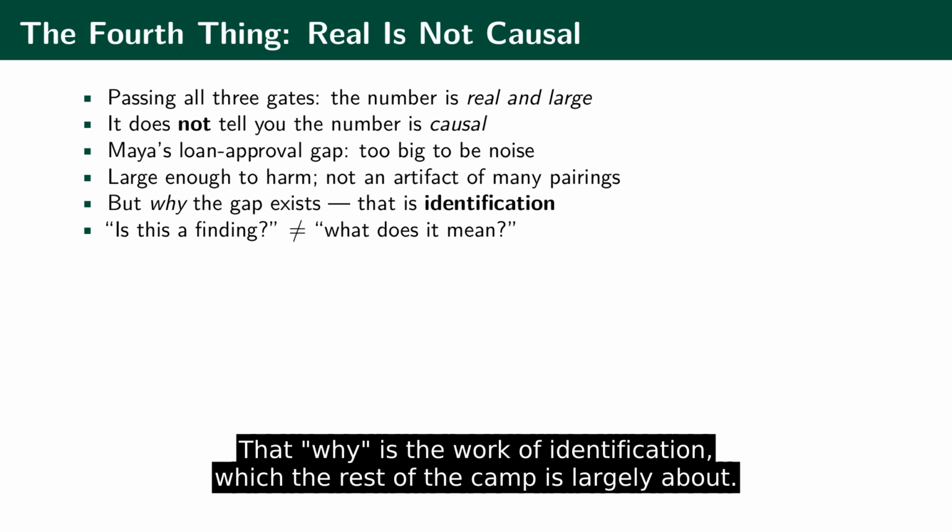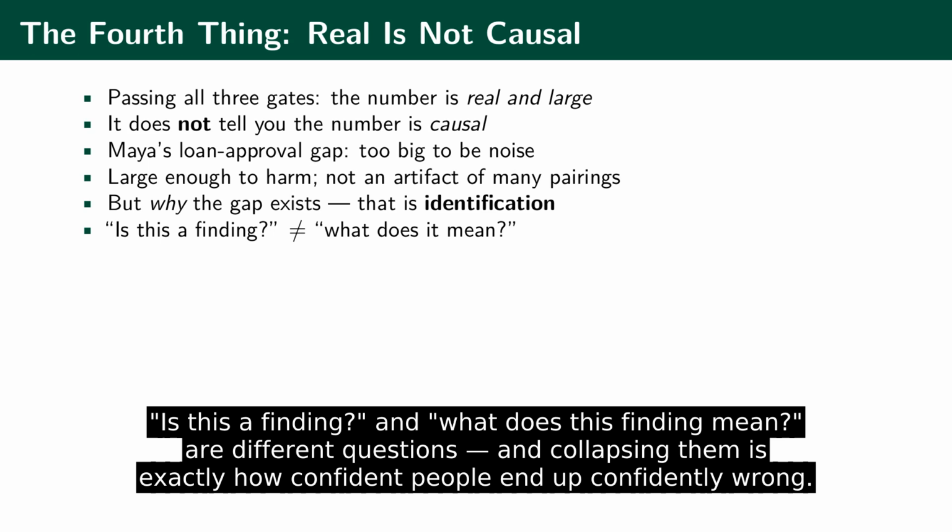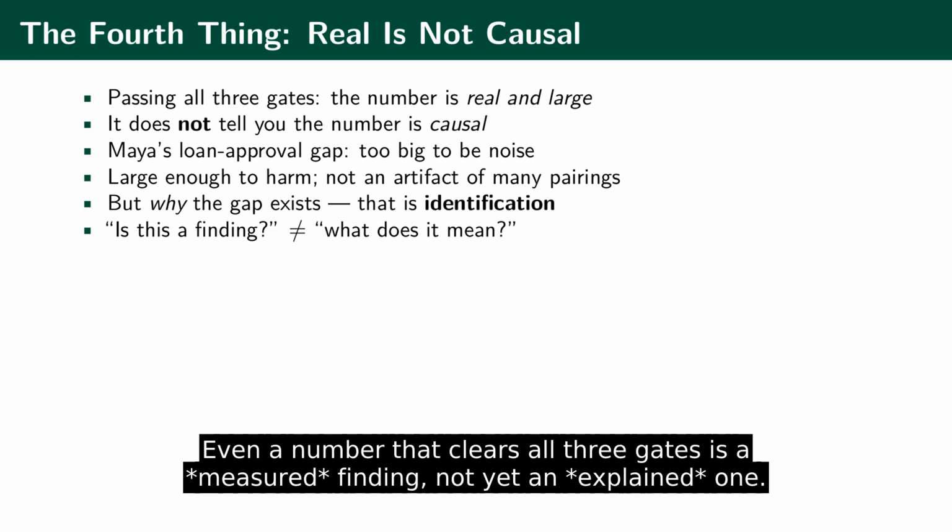So keep the questions separate. Is this a finding? And what does this finding mean? These are different questions, and collapsing them is exactly how confident people end up confidently wrong. Even a number that clears all three gates is a measured finding, not yet an explained one.